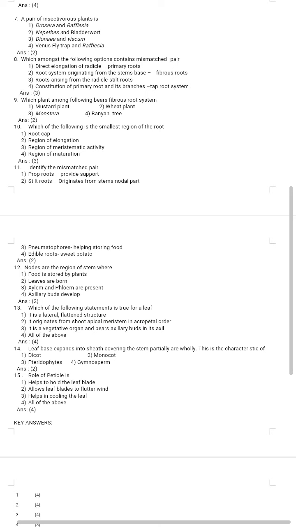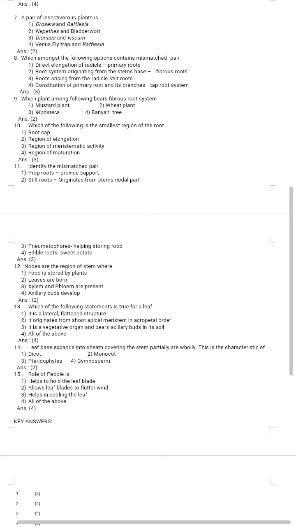Of course, wheat belongs to monocots, also called monocotyledons, having a fibrous root system. Dicot plants have a taproot system, like banyan tree, mustard plant and monstera, etc. Understood? Hope you understood examples for this very important concept. Next, 10th question.